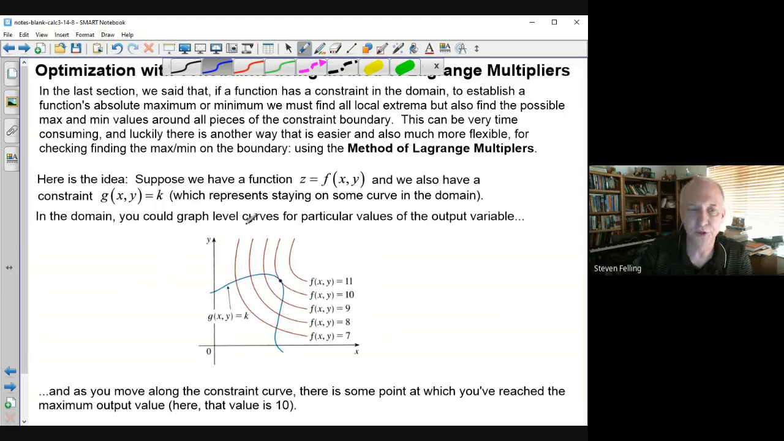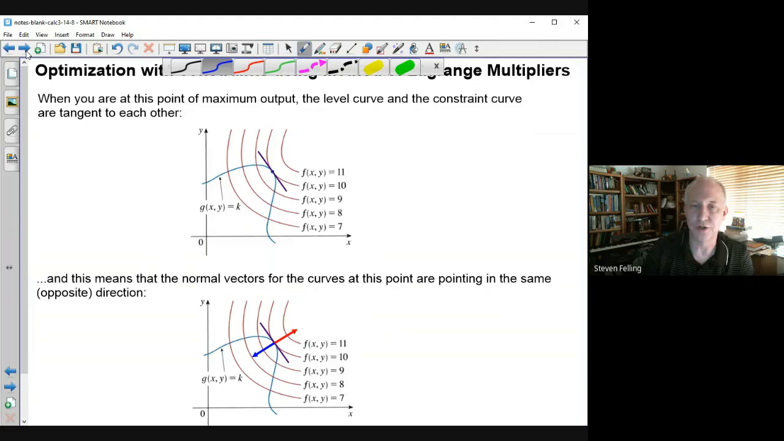All right, so here's the idea that Lagrange noticed, and that is that if you were to draw such a curve that represented the constraint in the domain, then wherever it touches its maximum point, and this is also true for mins, if these numbers were going down, wherever it touches that optimum point, the constraint curve and the level curve are tangent to each other, right? They share a common tangent, right?